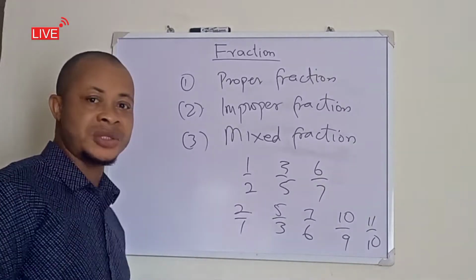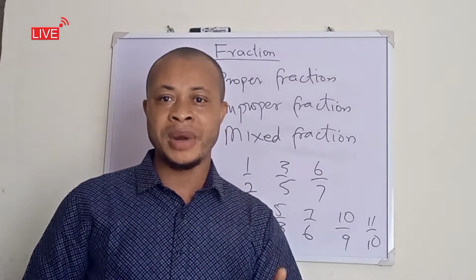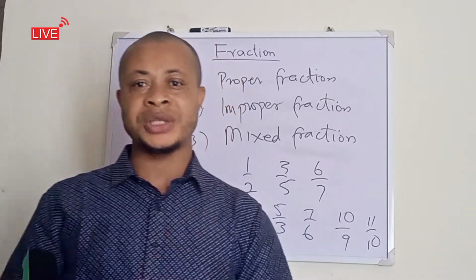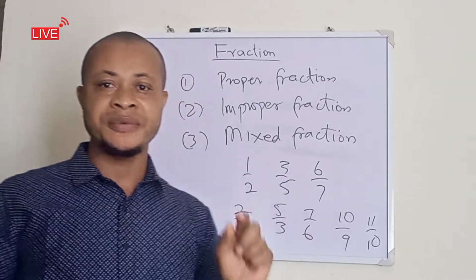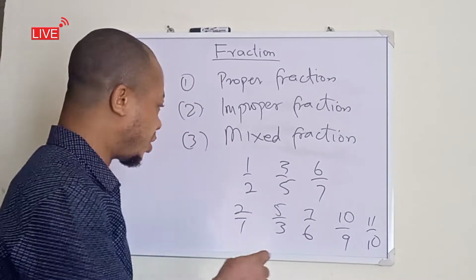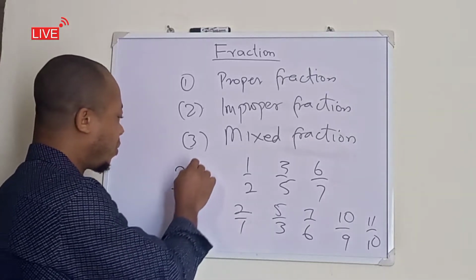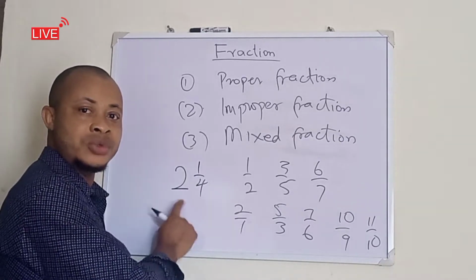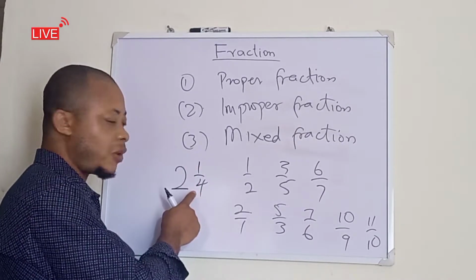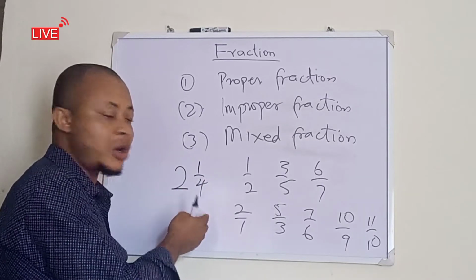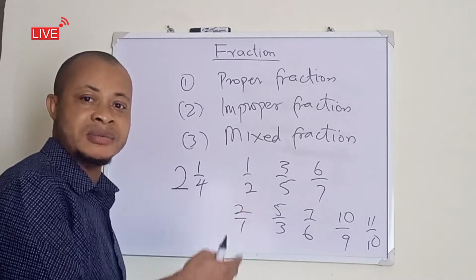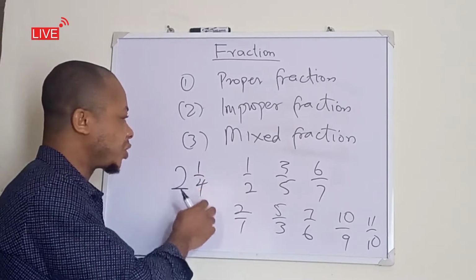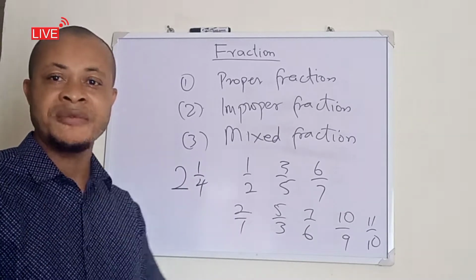A mixed fraction is a fraction that contains a whole number and a proper fraction. A combination of a whole number and a proper fraction will give us what is called a mixed fraction. An example of a mixed fraction is 2 whole number 1 over 4. Here this 2 is called the whole number, while 1 over 4 is a proper fraction because the numerator is lesser than the denominator. So a combination of a whole number and a proper fraction will give us what we call a mixed fraction.